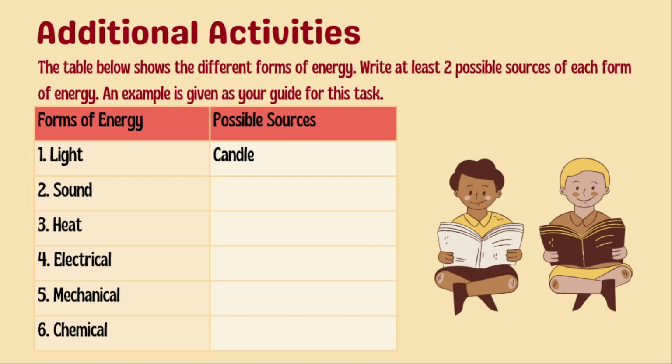For example, number 1, light, the possible source of light is candle. So what else? And for number 2, and for number 3, and so on. I will give you time to answer this.